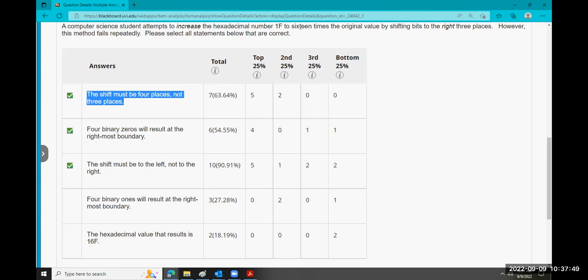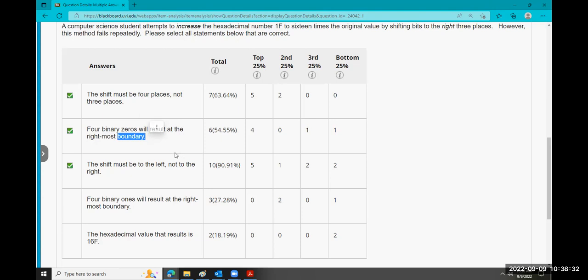If you want a factor of change that's 16 times, it's not 3 places because that's an 8-fold change. A 1-place shift is a double or a half. A 2-place shift is 4 or 1/4, depending on whether it's left or right, respectively. A 3-place shift is 2 to the 3rd, 8 or 1/8. A 4 is 16, but they're only going 3 places. That's the second problem. Okay. And the last thing is 4 binary zeros will result at the rightmost boundary.